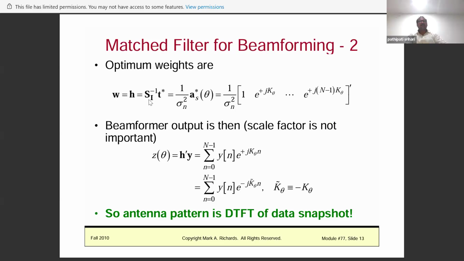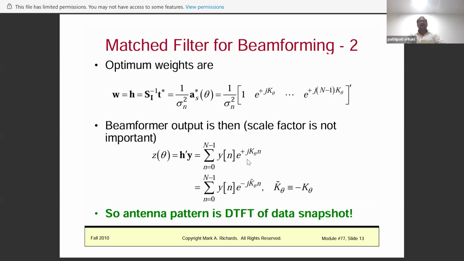The Wiener filter coefficients are the interference matrix inverse into T Hermitian. So it is 1 by sigma n square AS of theta Hermitian, because T is my AS of theta. That is what I assigned. AS of theta is known to you. The Hermitian is the complex conjugate and the transposition, so you have to perform complex conjugation on AS of theta and then transpose it. If you do that, it will come like this.